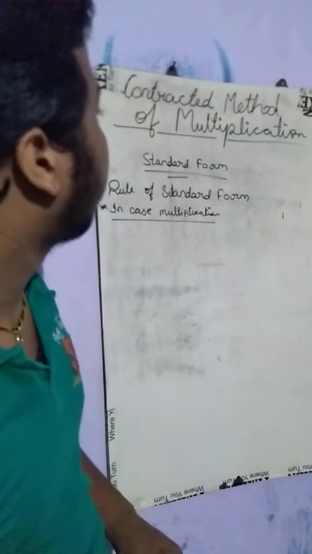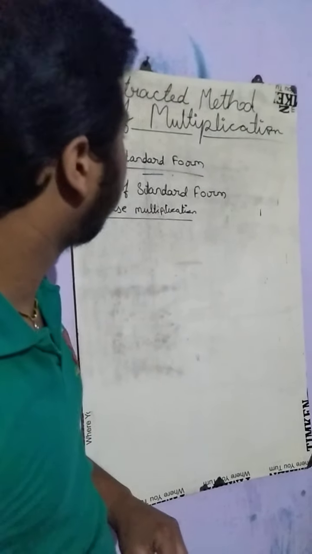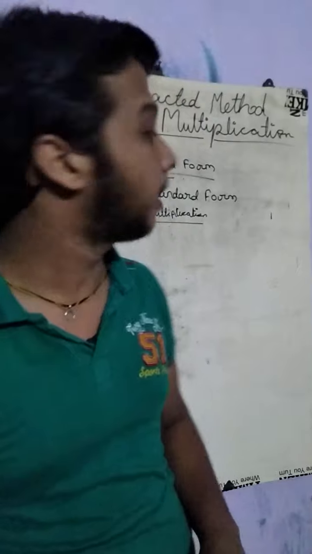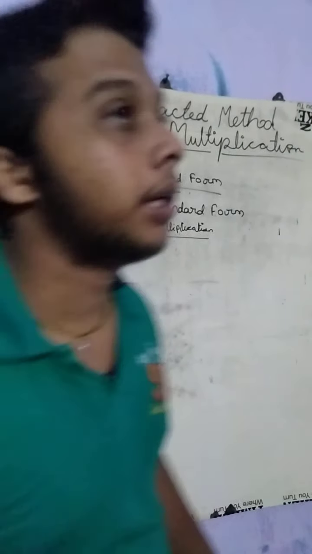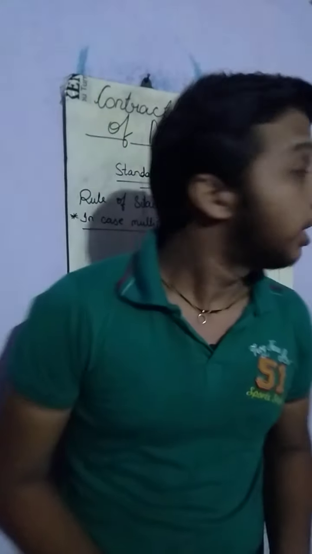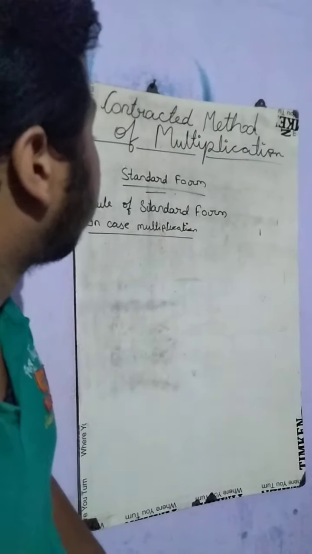Today we are going to learn about contracted methods of multiplication. In this, we are going to know about standard form. What is standard form? This means expressing the multiplicand and divisor in such a way that we have only one significant figure before the decimal point and making the corresponding change in multiplicand and divisor. So friend, we are going to discuss the rules of standard form.